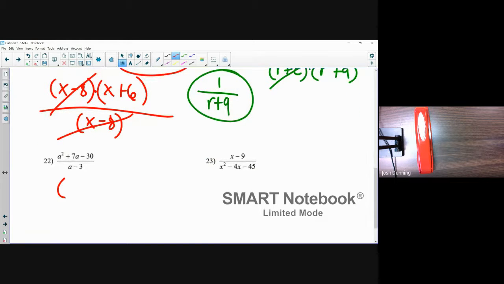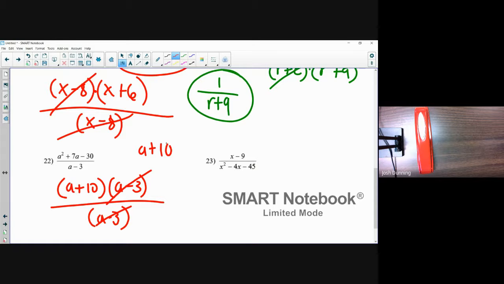22. I think you've done this one already, so it's 10 and 3 again. Those cancel. I don't need any 1 anywhere because this a plus 10 is on the top. And now we don't need the bottom anymore. There you go.